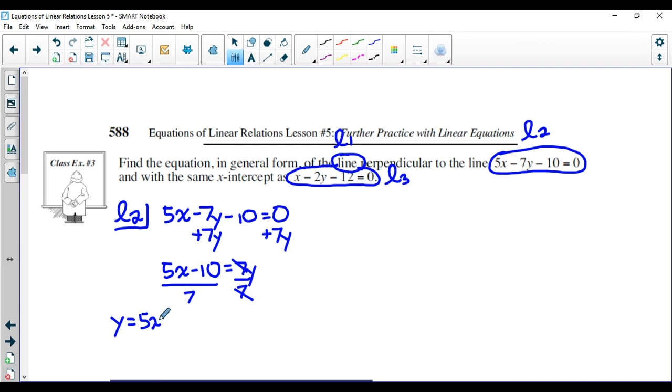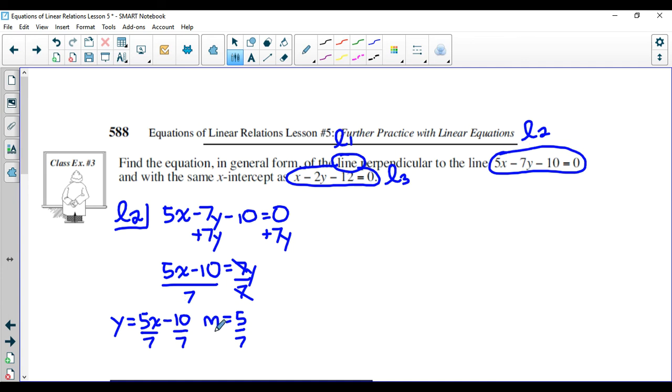So I then have y would be equal to, let's write our fractions. So the first fraction would be 5x over 7. The second fraction would be minus 10 over 7. So what I know here is that the slope, because it's y equals mx plus b, would be 5 over 7.